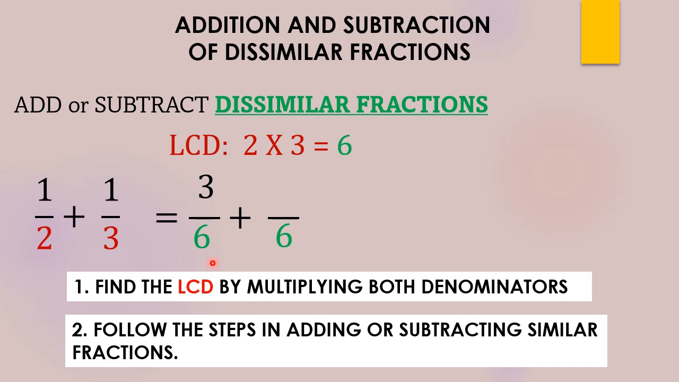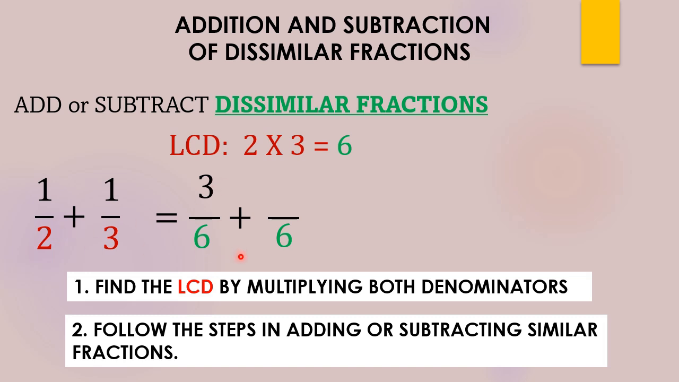So 3/6. Take note that 3/6 is similar to 1/2. If we reduce 3/6 to its lowest term, we will get 1/2. So that's why we just change 1/2 to 3/6. But still the value is equal to 1/2.